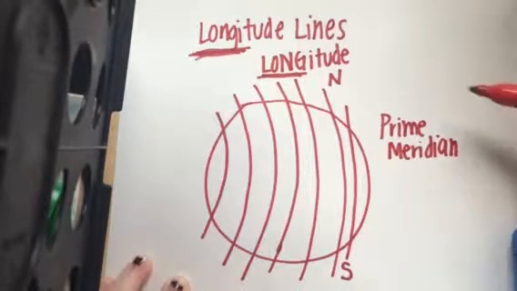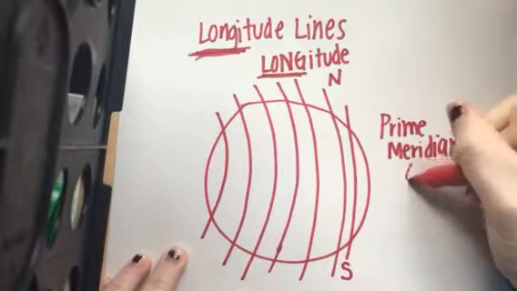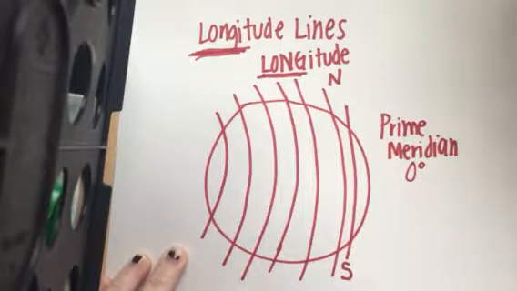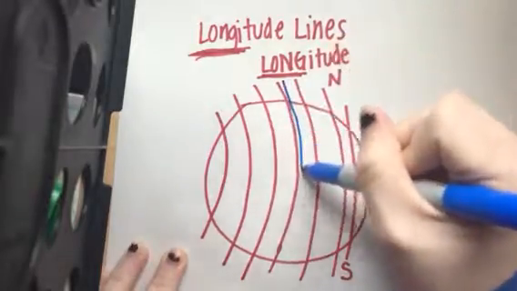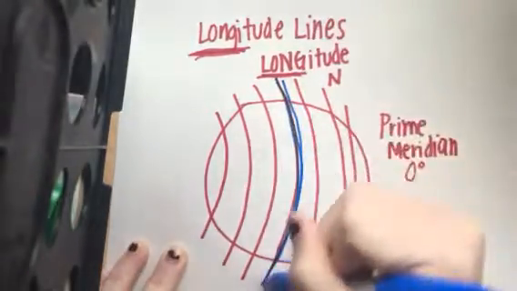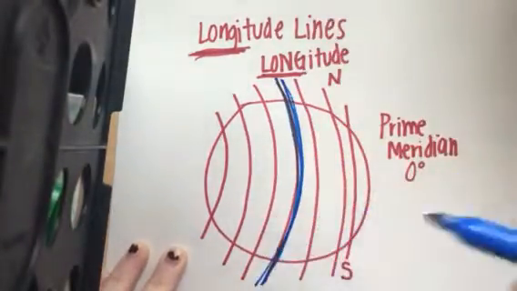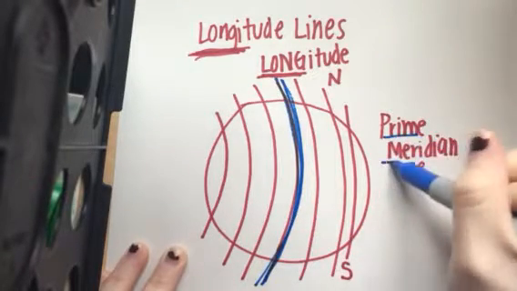The prime meridian sits at 0 degrees, and it's found on this picture in the very middle, going from north to south. This is the prime meridian.